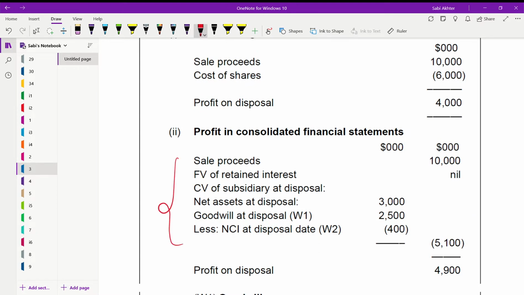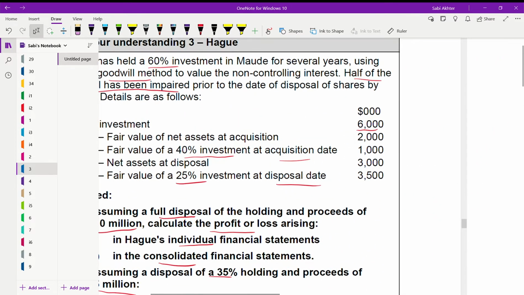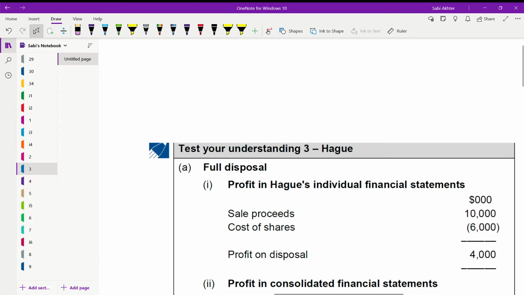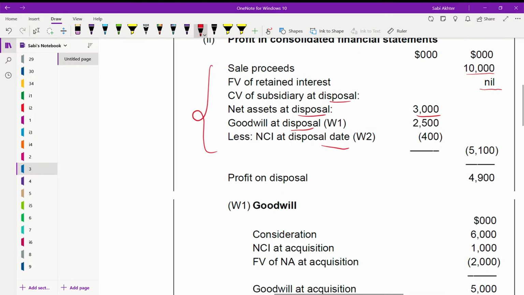Whatever we did in the illustration, test understanding, use the pro forma. You're selling it for 10 million. There is no retained interest, it's nil, because you are selling it entirely. So when you are selling it entirely, there will be no fair value of retained interest. Net assets at disposal is 3 million. Then goodwill, we have to calculate that, and NCI also we have to calculate at the disposal date. Everything has to be at the date of disposal only, by the way. And finally you're finding the profit.